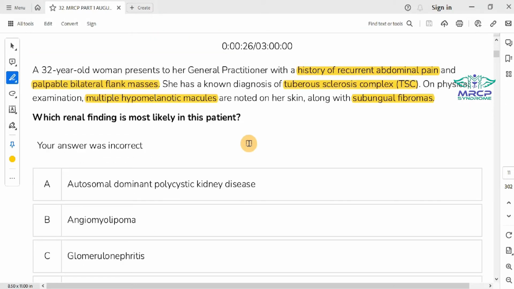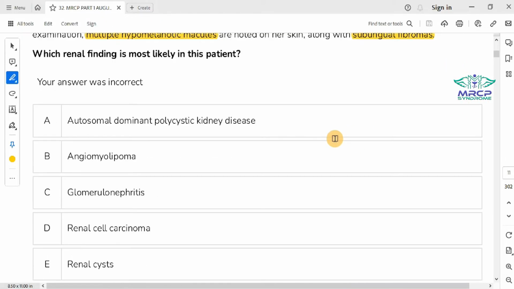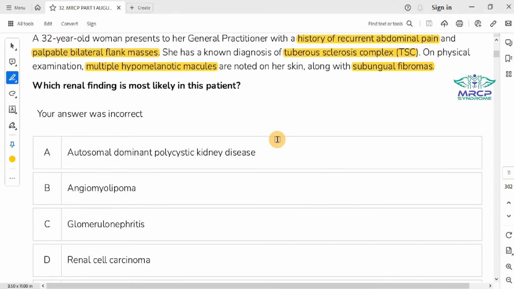Renal cell carcinoma. So this is a case of TSC, tuberous sclerosis complex. So what is the most commonly associated renal abnormality in case of TSC? Angiomyolipoma. Yes, very good. So this type of patient will have multiple bilateral angiomyolipoma. This is the most common renal manifestation in a patient with tuberous sclerosis.